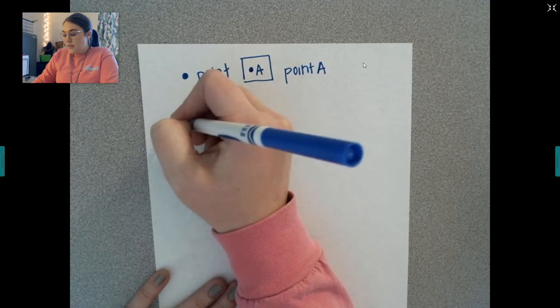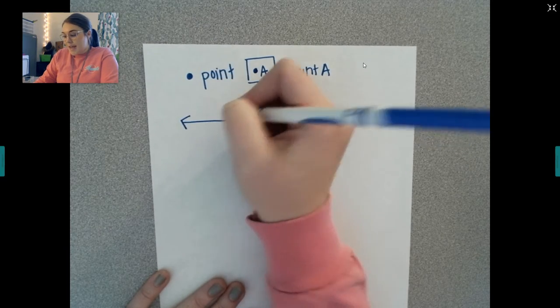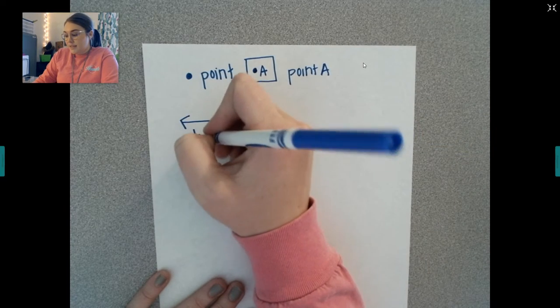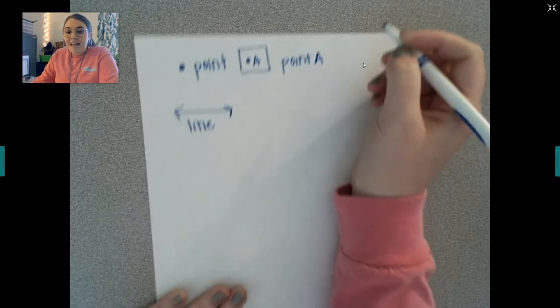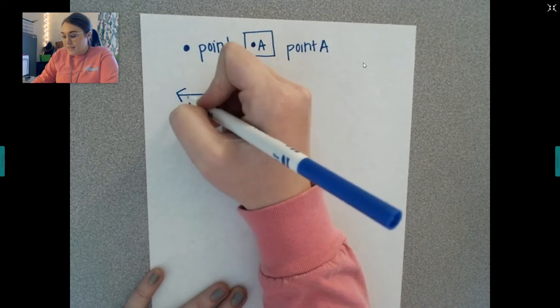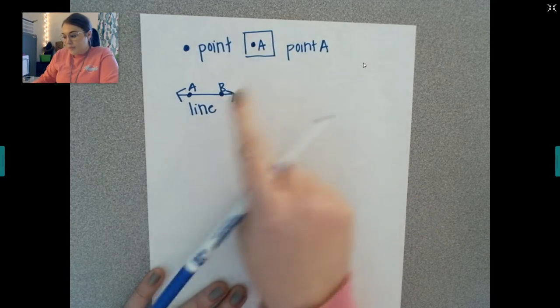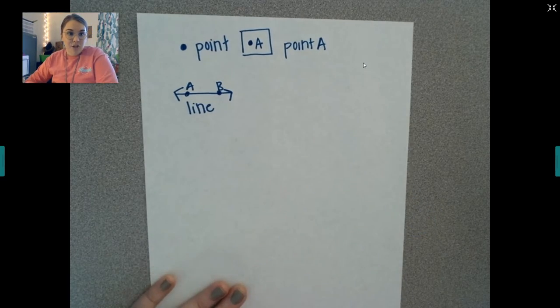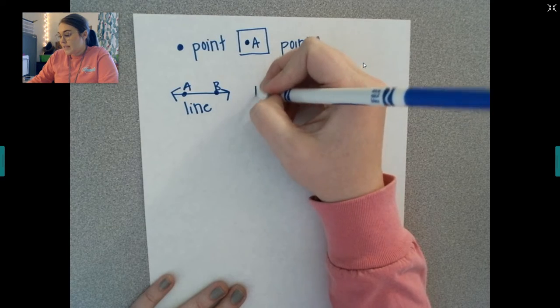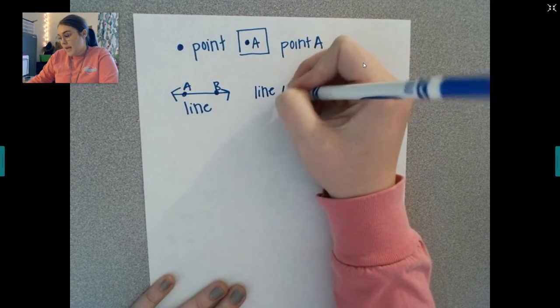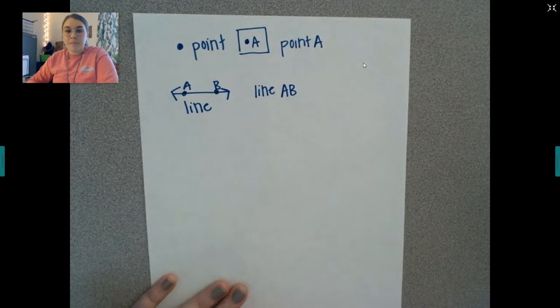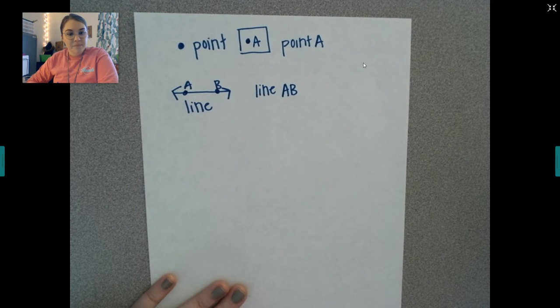So if this is a line, this is a line. So when I label lines, let's say it looks like this. If I was to show you a line that looked like that, you would label this line AB, because there's an A on one side and a B on one side. Not all that difficult, right?